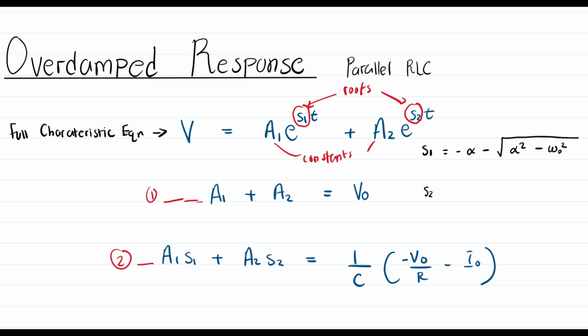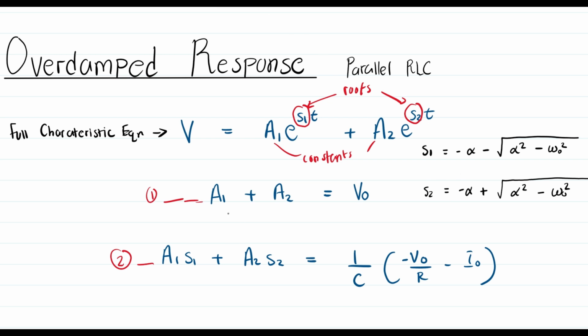The second root is similar to the first root, but we change this sign into a positive. So S2 is negative the Neper frequency plus the square root of the Neper frequency squared minus the resonant radian frequency squared.